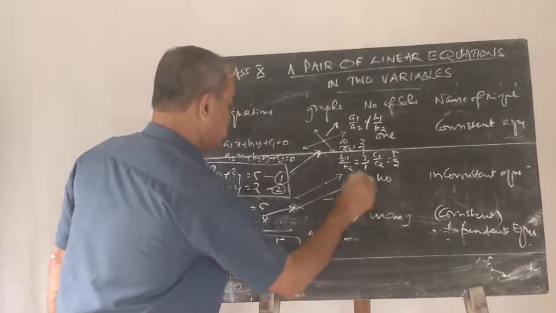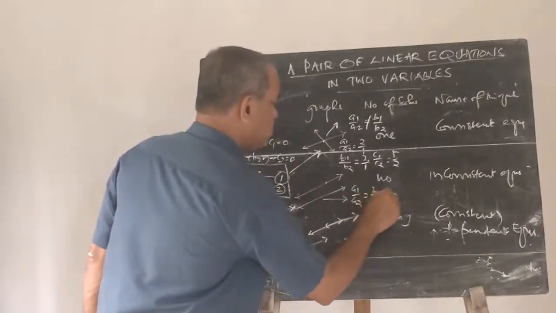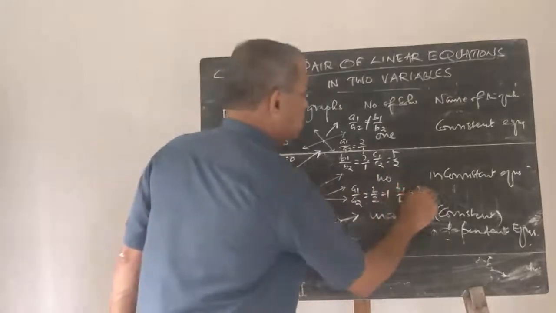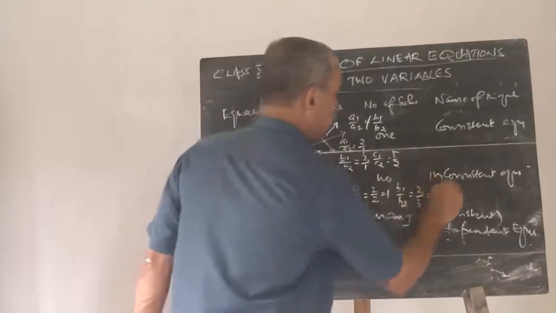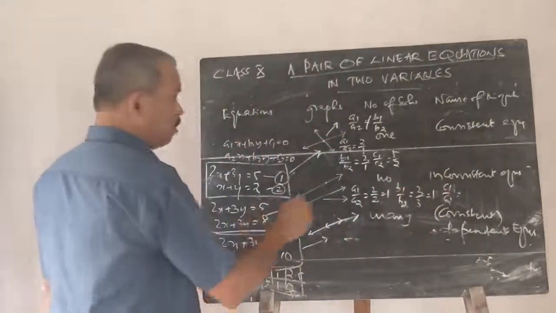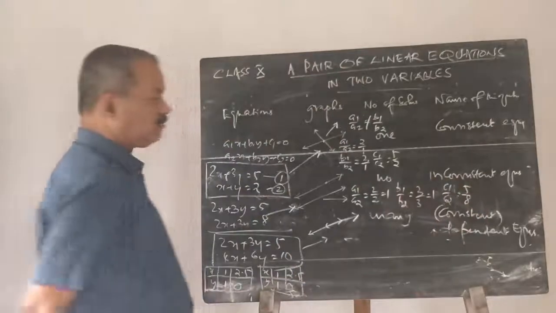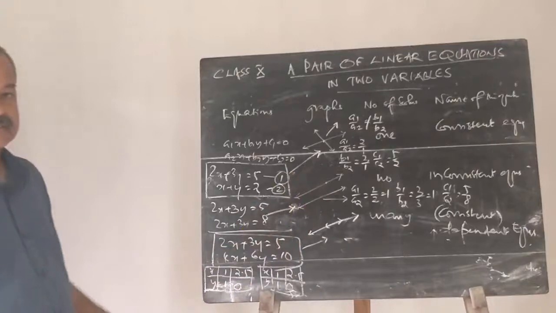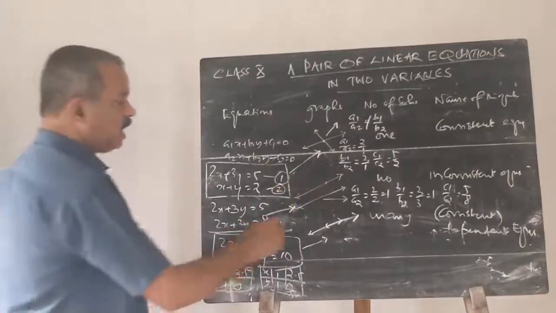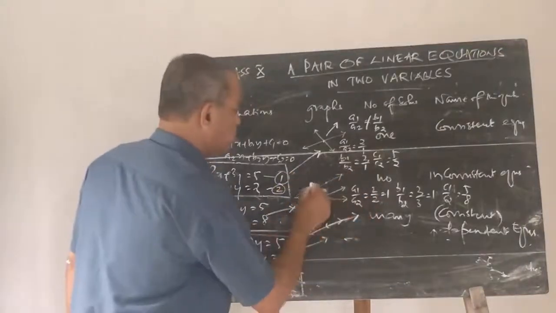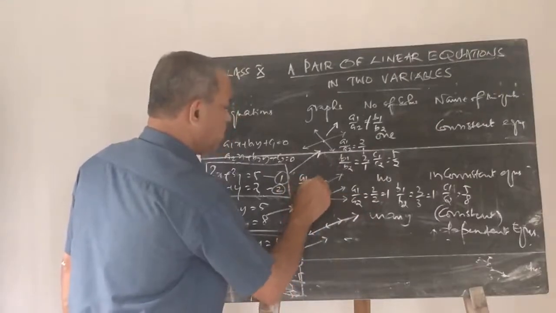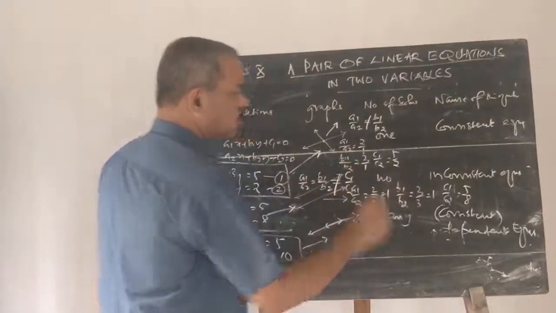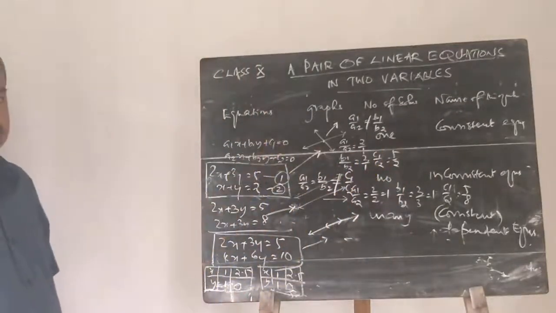a1 by a2 equal to 2 by 2 equal to 1. What is b1 by b2? 3 by 3 equal to 1. What is c1 by c2? 5 by 8, not equal to 1, different. So in the second case, where the graphs are parallel lines, a1 by a2 equal to b1 by b2, but not equal to c1 by c2. c1 by c2 is equal to 5 by 8.